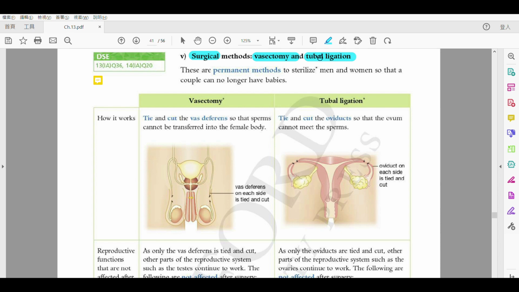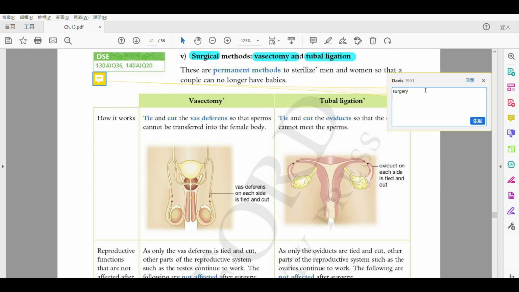Vasectomy, tubal ligation. 好啦 vasectomy, what word is it related to? Of course, 就會係 vas deferens 啦。Have you forgotten already? Vas deferens. 我應該冇算錯喎。Let me check a bit, sorry. So vas deferens, oh, I got this wrong. Okay, so vas deferens is the sperm duct.